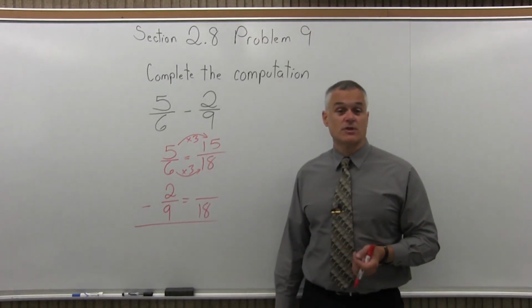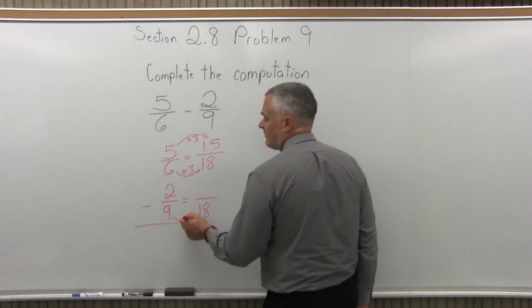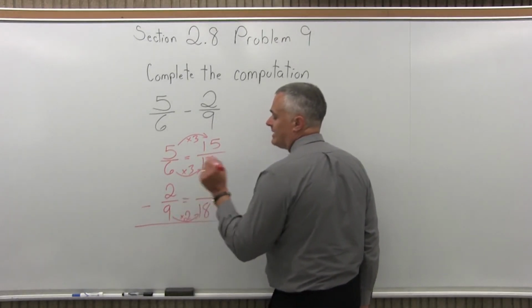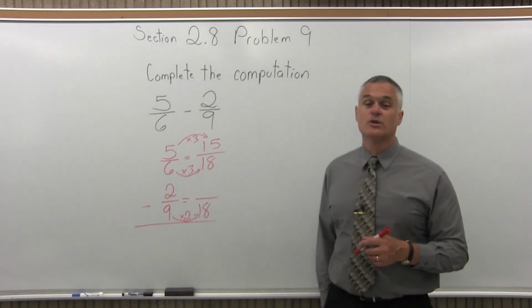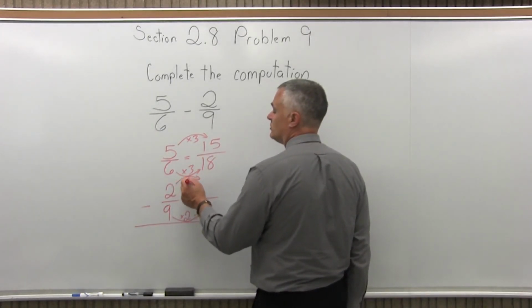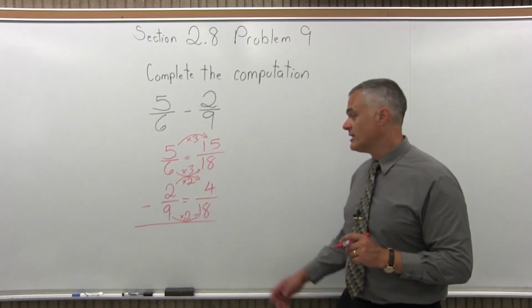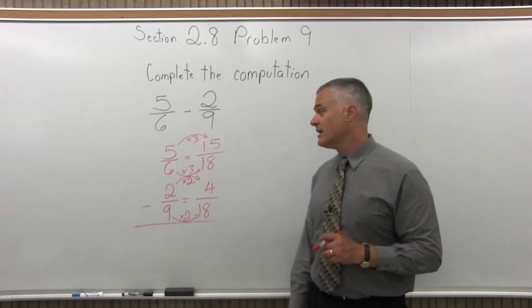Now, same process for the lower fraction. So 9 times some value became 18. It must be times 2. So the numerator is multiplied times the same value, in this case times 2. So 2 times 2 would make the new numerator 4. 4 over 18 is equivalent to 2 over 9.